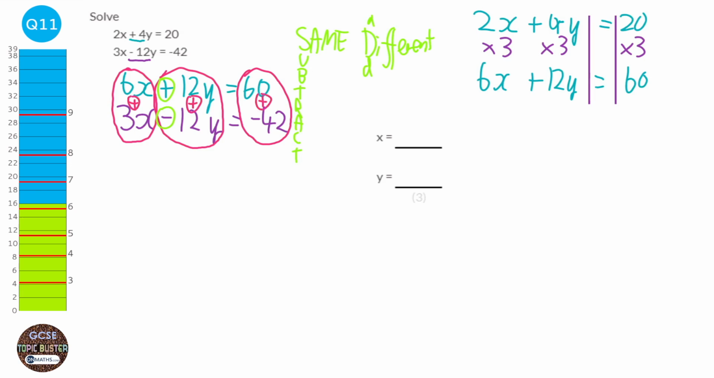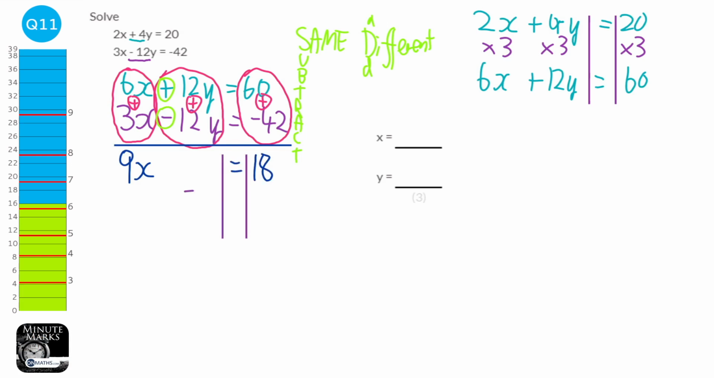And we're going to find the sum of these. So 6x plus 3x is 9x. 12y plus minus, which is just a minus, so it's 12y minus 12y is 0, which was the whole point of adding, to get rid of those y's. And then 60 plus minus, which just means minus 42, which is going to be 18. Then we just quickly solve that by dividing both sides by 9. And we get x equal to 2. So x is equal to 2.